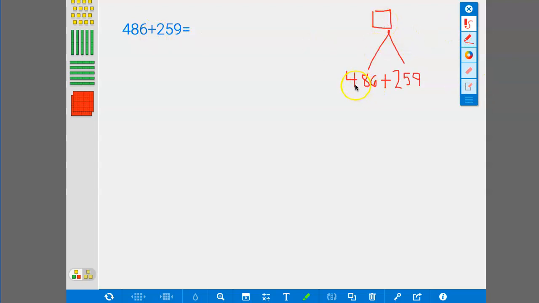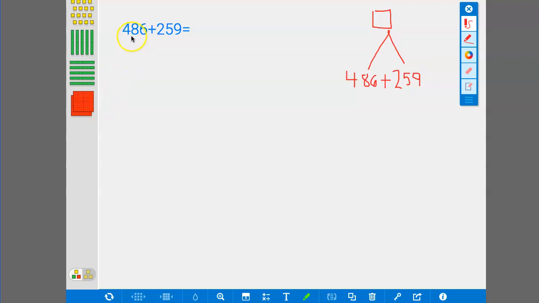So even though these numbers are pretty big, we're going to find a total that's even bigger. The sum is going to be the total. That's just the top of the mountain, and it's going to be bigger than these numbers because we're combining them. So let's use the base 10 blocks first, and then we'll write it out.